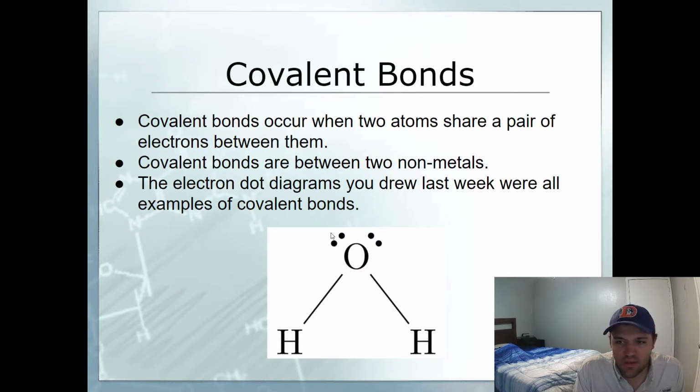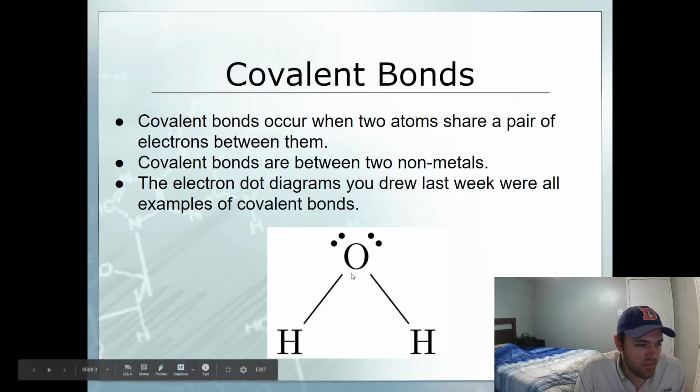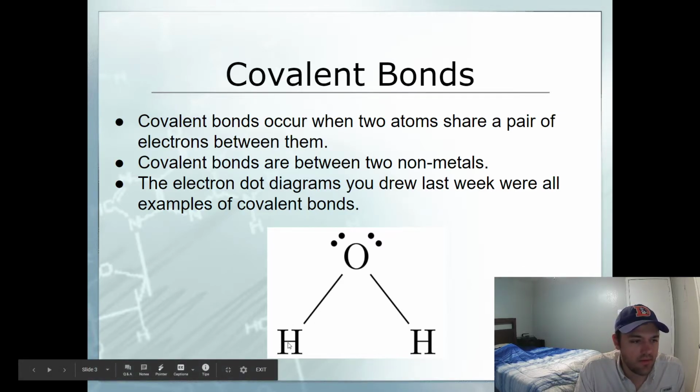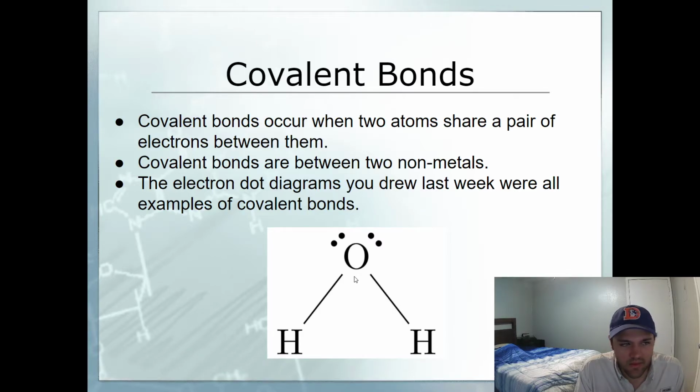All right, so what we saw last week were covalent bonds. This is when two atoms want to share a pair of electrons between them. Typically these happen between two nonmetals, which are everything over on the right side of the periodic table. You can see here these bond lines, where each atom was giving up one electron to make this bonding pair. Those are all covalent bonds. So everything we did last week, covalent bonds.